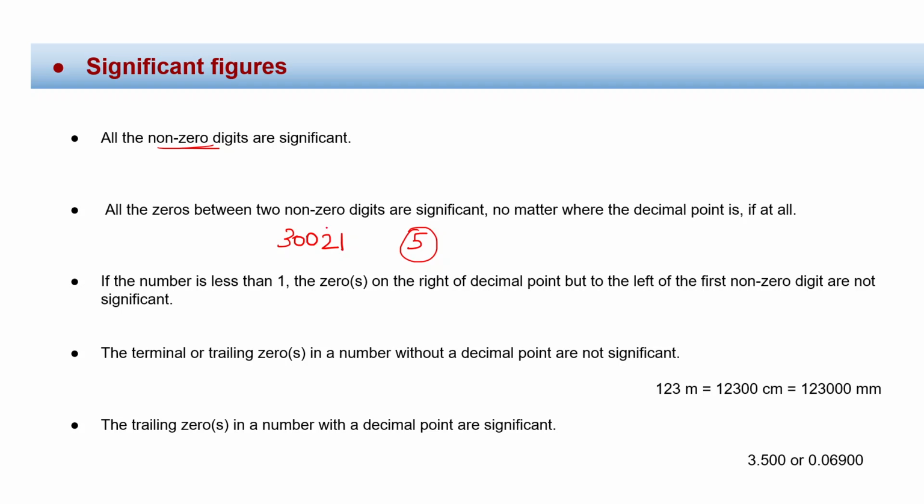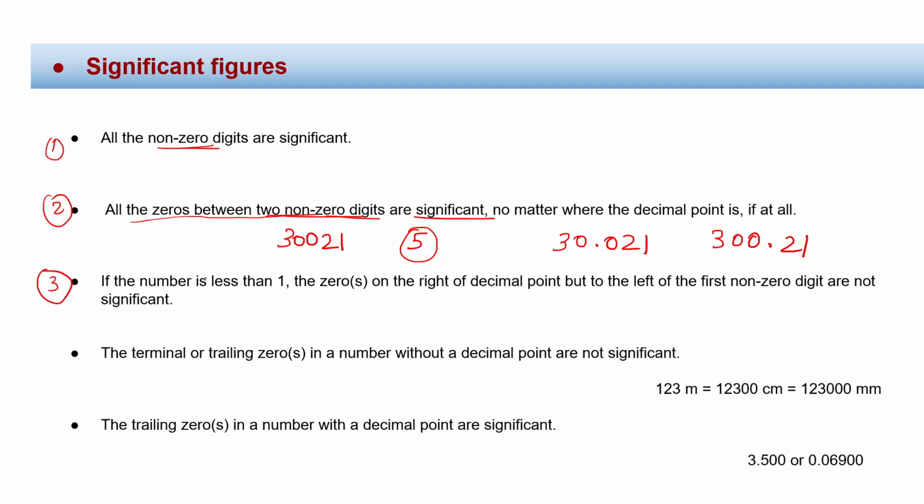Even here, there was no decimal. Even if the value is like this, or if it is like this, the number of significant digits will remain the same, because the rule is all the zeros between two non-zero digits are significant. Okay, so this is the second rule.